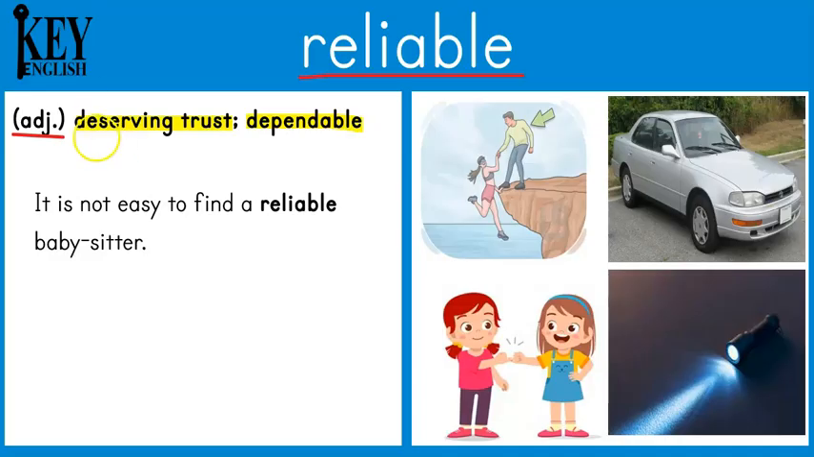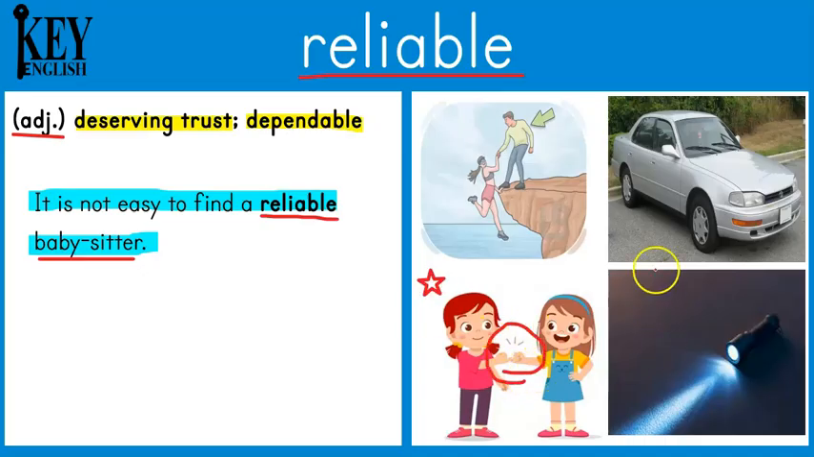The example sentence says, it is not easy to find a reliable babysitter. So this might be true for parents. It's hard to find someone they can trust to watch their children when they are busy. Some other examples could be, she is a reliable friend who keeps her promises. So if you have a friend who always keeps her promises and always does what she says she will do, then she can be described as being reliable.